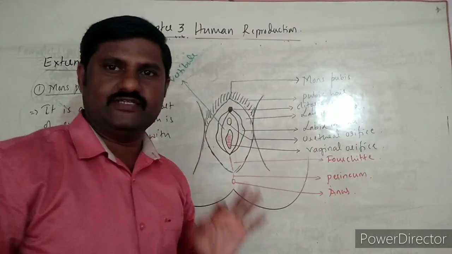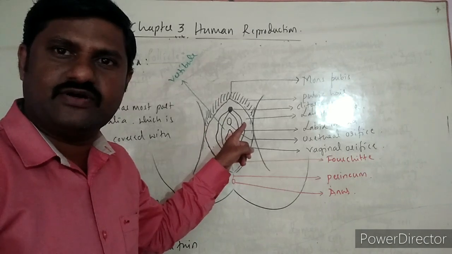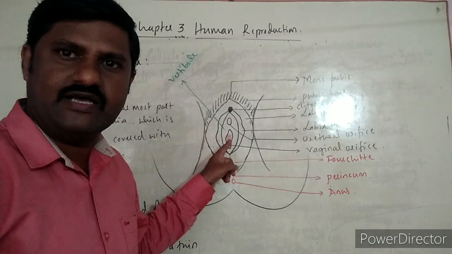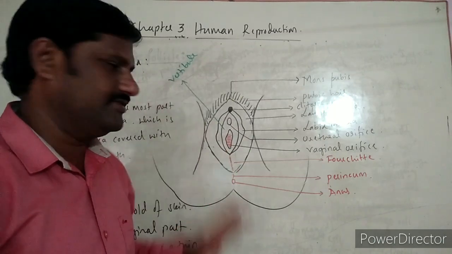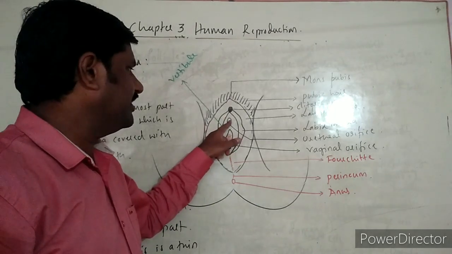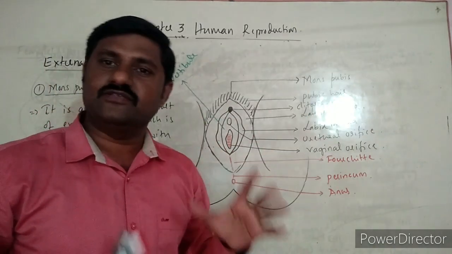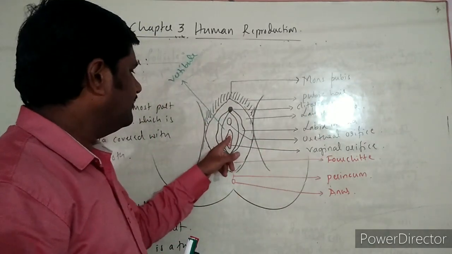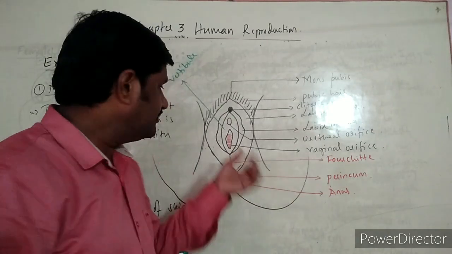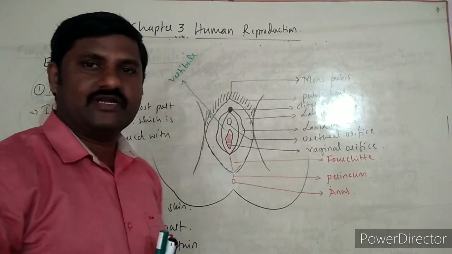One opening, the anterior-most opening, is called the urethral orifice, and this one is called the vaginal orifice, right? This opening is called the vaginal orifice, and this opening is called the urethral orifice. Through the urethral orifice passes the urine, right? And the vaginal orifice is separate. It is an opening for the vagina, so it is a copulatory organ.